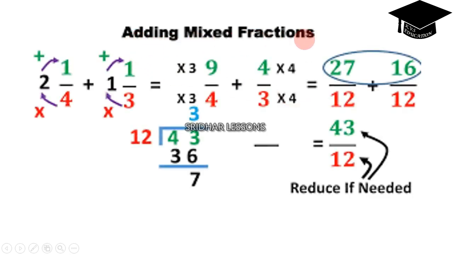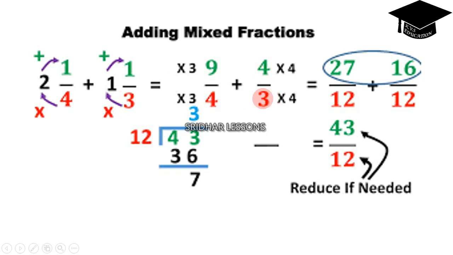Adding mixed fractions. 2 1 by 4 is known as the mixed fraction, plus 1 1 by 3 is also a mixed fraction. So how are we going to add them? 2 into 4 plus 1, that means 9 by 4. And 3 multiplied by 1 plus 1, that is 4, so that is 4 by 3.